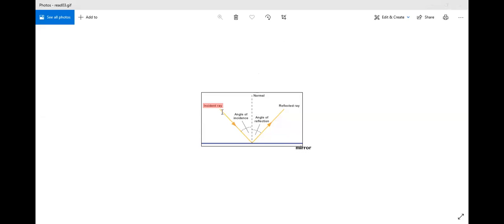Okay? How can I draw the reflected line? First of all, I have to draw a normal. This is a normal. You must draw a line that is perpendicular to the mirror. So this angle right here, between the mirror and the normal, is equal to 90 degrees, and they are perpendicular. So 90 degrees between the mirror and the normal. It's the red angle.